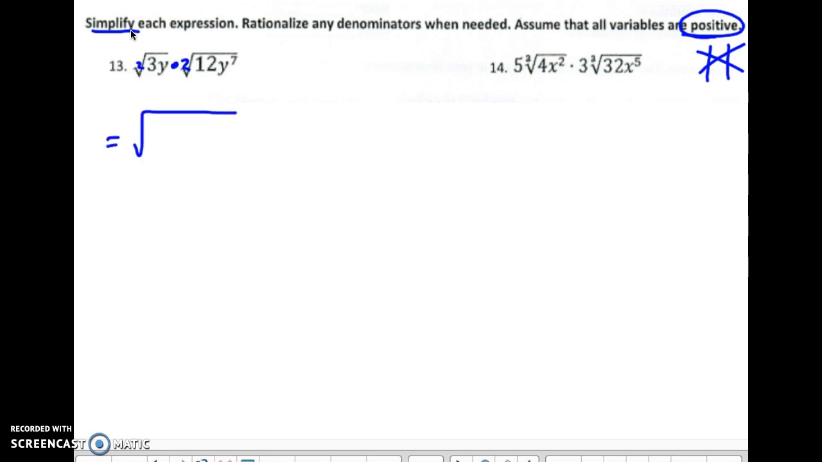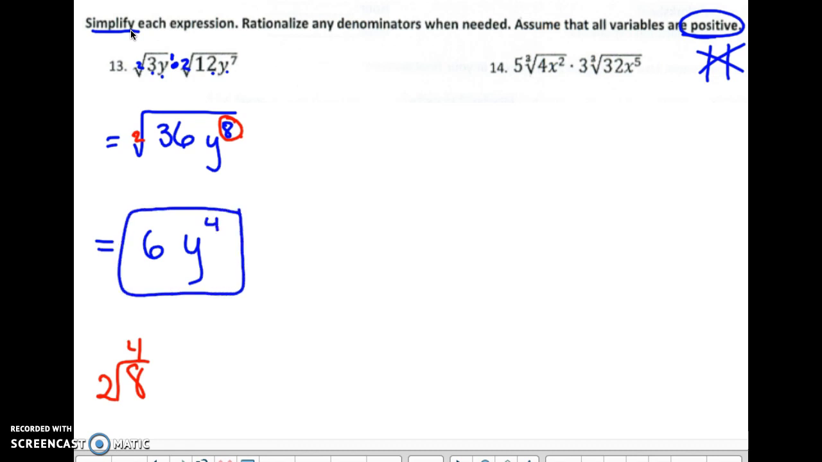We keep the square root sign and then multiply the coefficients. 3 times 12 is 36. Y to the first times y to the 7th is y to the 8th. And then the square root of 36 is 6. And then remember our rule for the powers. We're going to take our power 8 divided by the index 2. It goes in 4 times, so it will be y to the 4th.